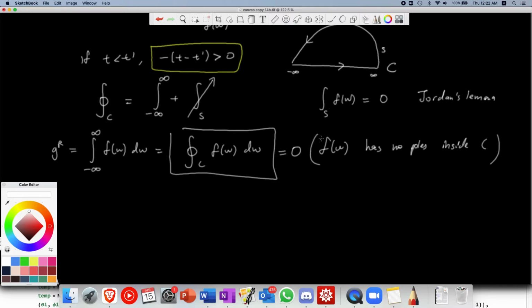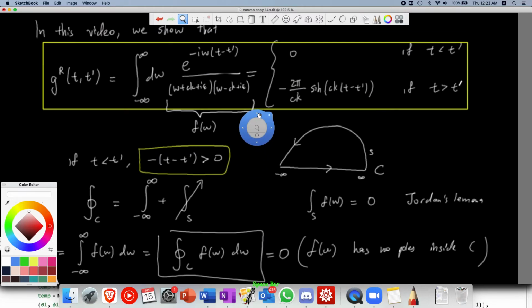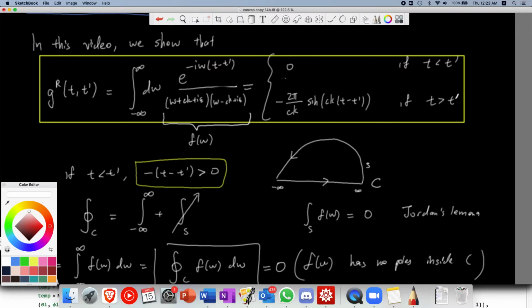So what do we know? Now we know that g of r is equal to 0 if t is less than t prime. And indeed we have completed the first half of the proof, where in the case t is less than t prime, the integrand is 0.